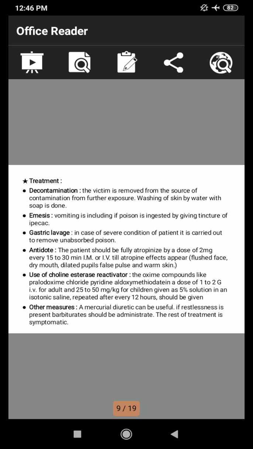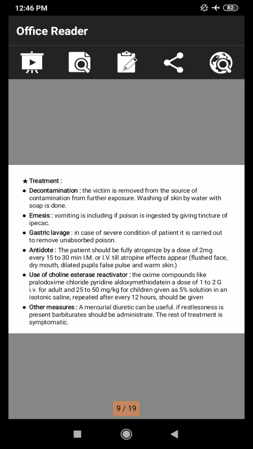Then other measures. Mercurial diuretics can be useful. If restlessness is present, barbiturates should be administered. The rest of the treatment is symptomatic. These are the insecticide poisonings.